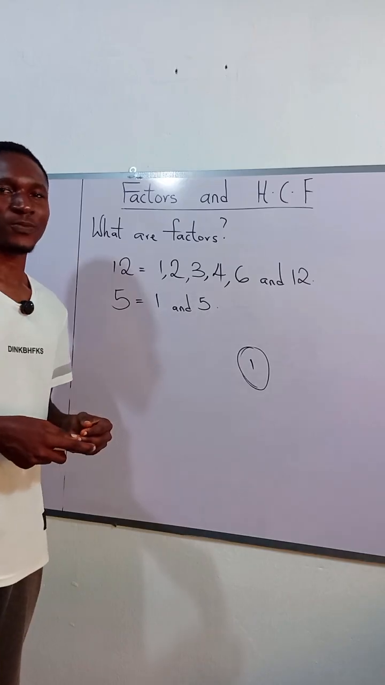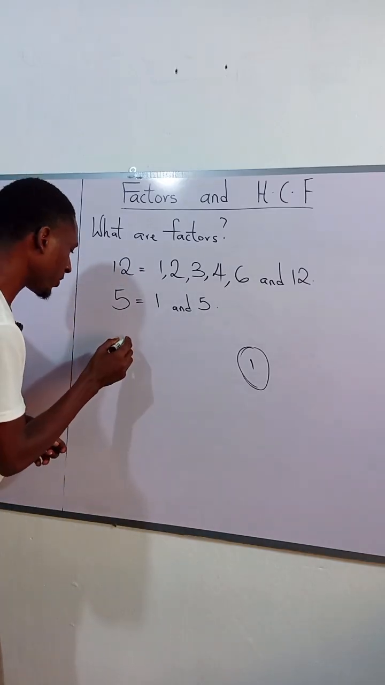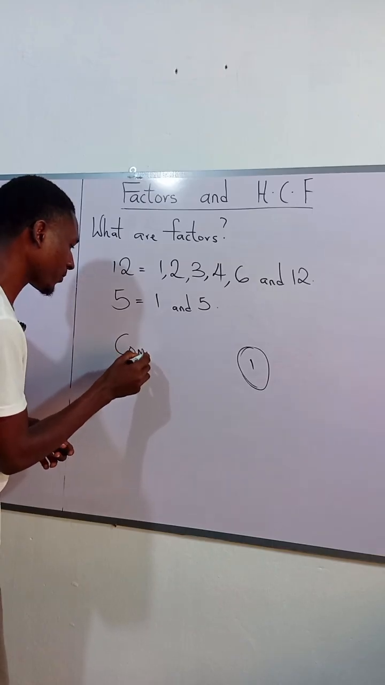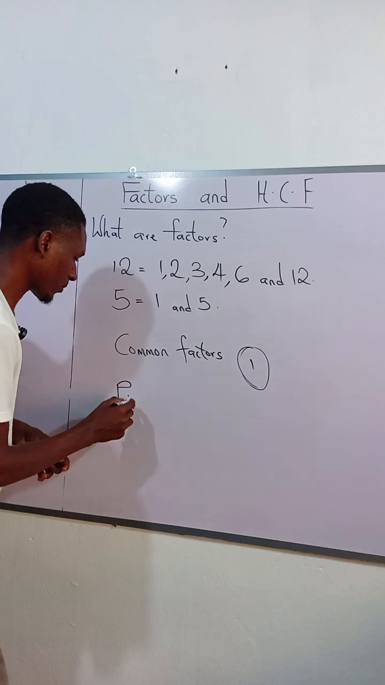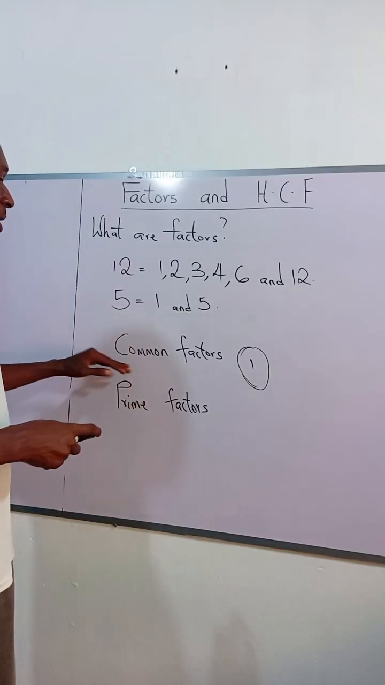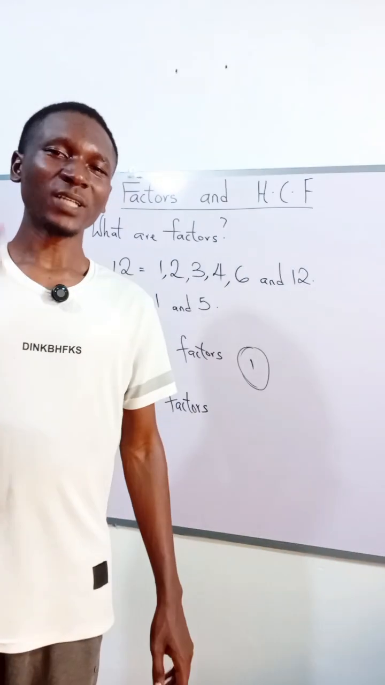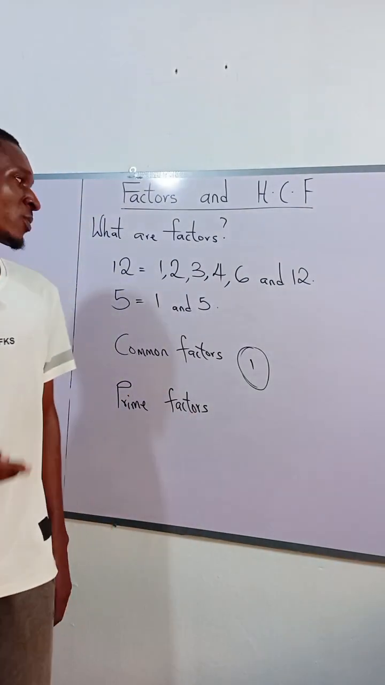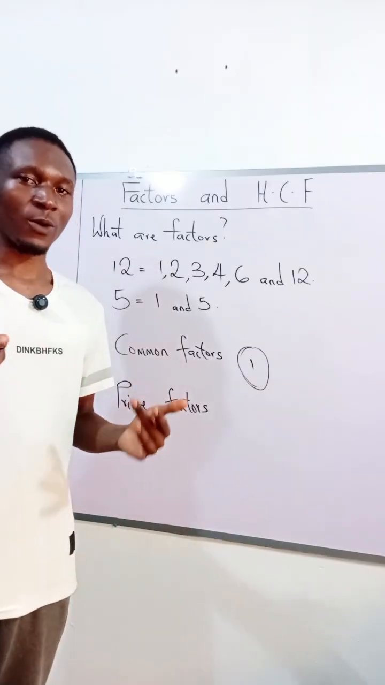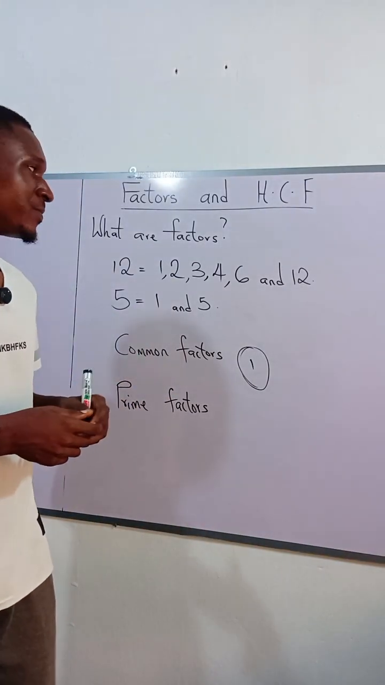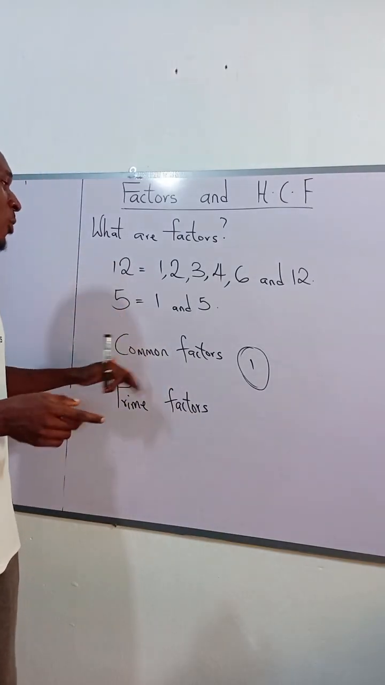This now leads us to the types of factors. In this topic, we are going to be needing common factors and prime factors. What are common factors? What are prime factors? Just as we know, when we were dealing with common multiples, those of you that watched the previous video on LCM, you discovered that we also had common multiples. The same thing happens here in common factors.